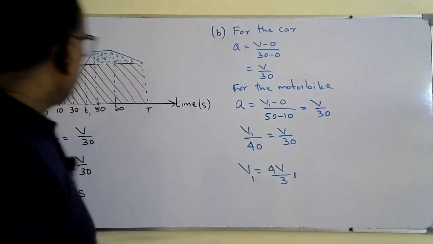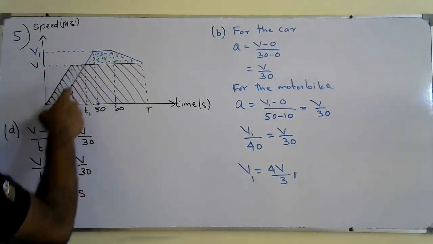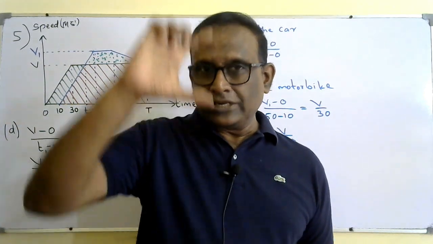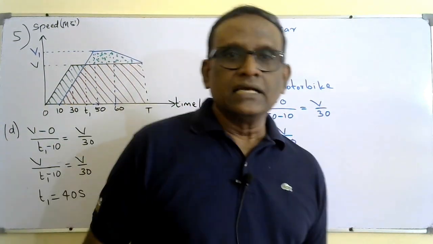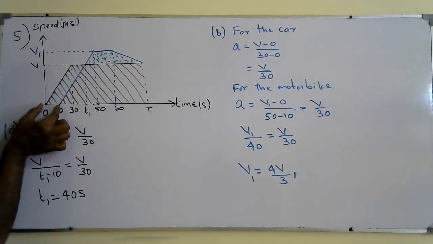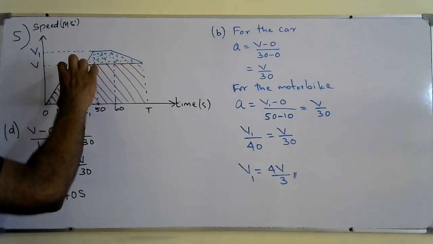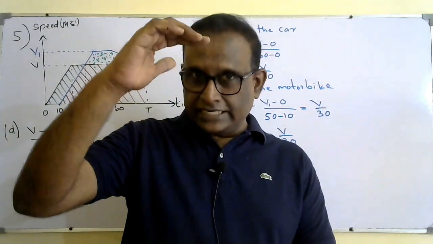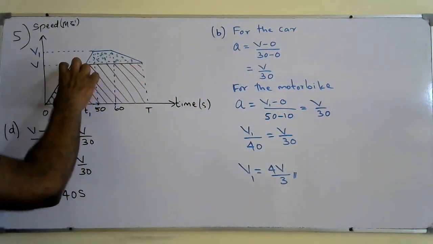Now find the area of the parallelogram. Area of the parallelogram is base into vertical perpendicular height between the opposite sides. So base is this length, that is 10. Perpendicular height, or the height between the opposite parallel sides, that is V, right?